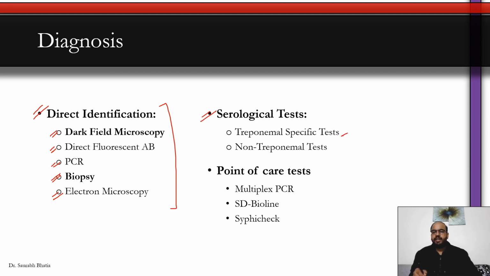We have treponema-specific tests like TPHA and non-treponemal tests such as VDRL, RPR. Again, I'm not getting into detail regarding these tests because they were touched upon in last week's lecture, and we'll discuss them when we'll be discussing diagnosis of syphilis. Okay. Point of care tests like multiplex PCR, SD Bioline, Syphicheck are available. These have been discussed last week. In this lecture, we'll discuss mostly the biopsy, the histopathology appearance of secondary syphilitic rash. So let's move forward and discuss biopsy.